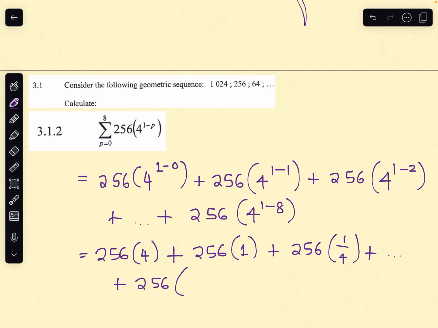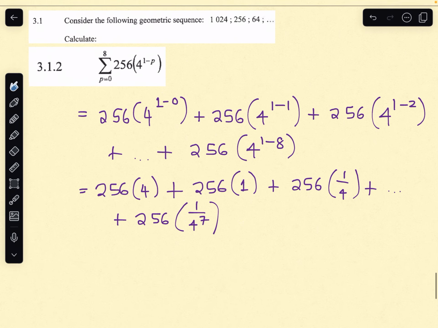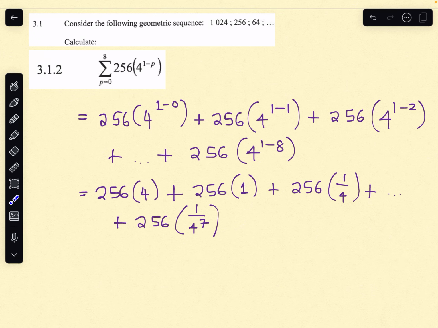256 times 4 to the minus 7, so 1 over 4 to the 7. I don't know what that is. Okay, but now we start to see how this is related to this, because 256 times 4 is 1024, and then the next term will be 256, and the next term will be a quarter of 256, which is 64, if you calculate that.